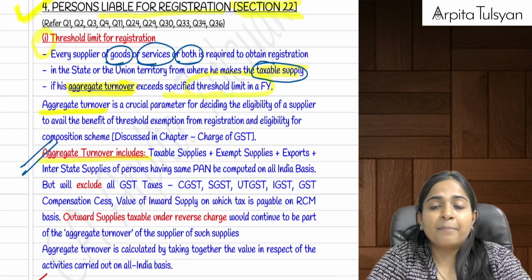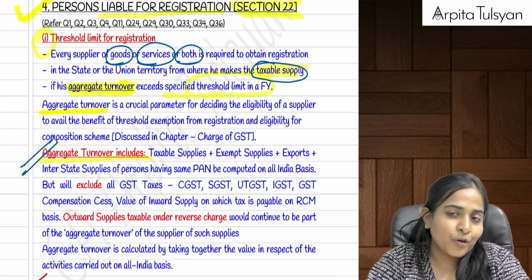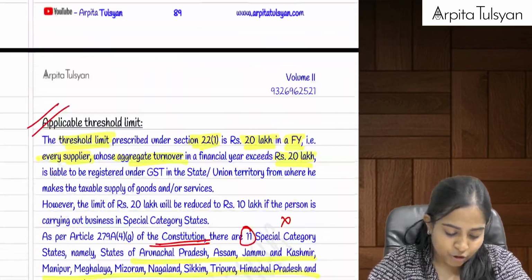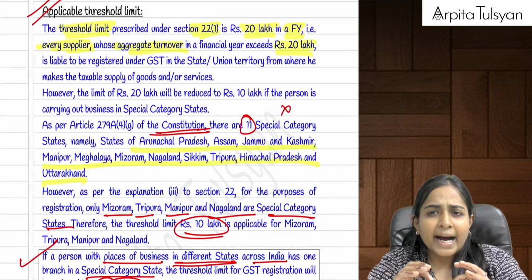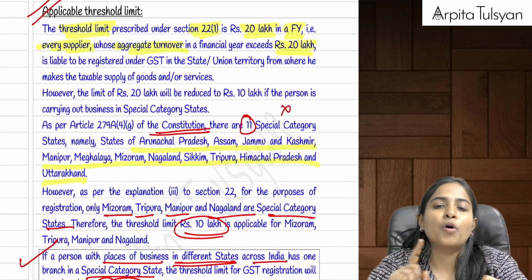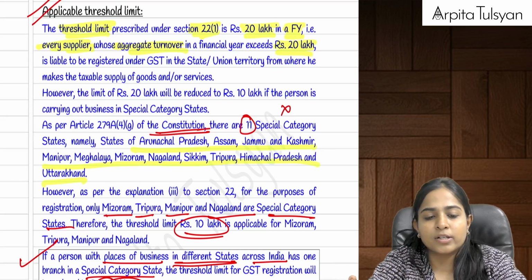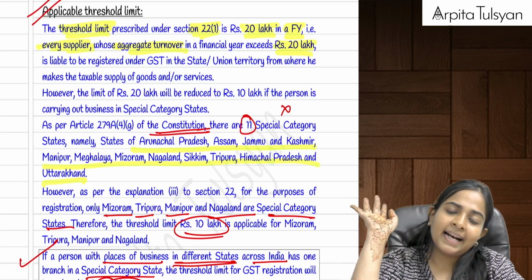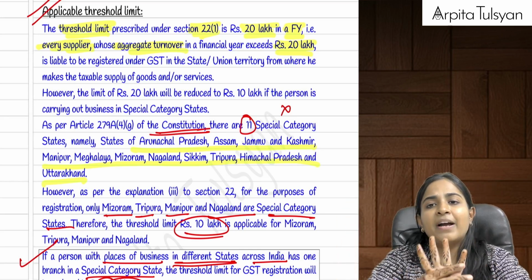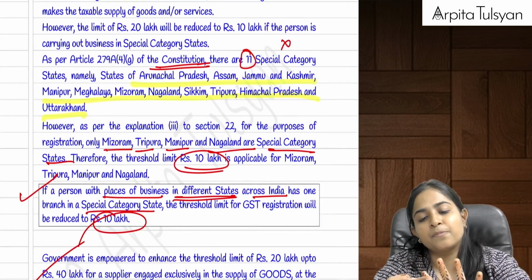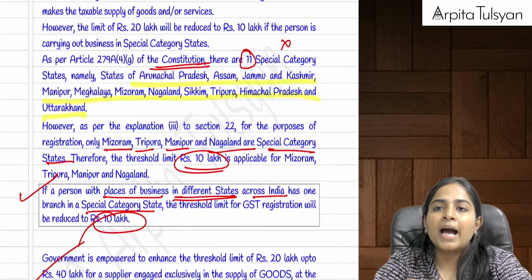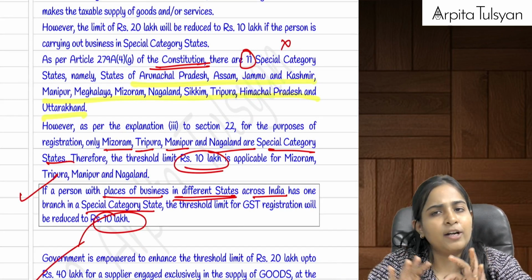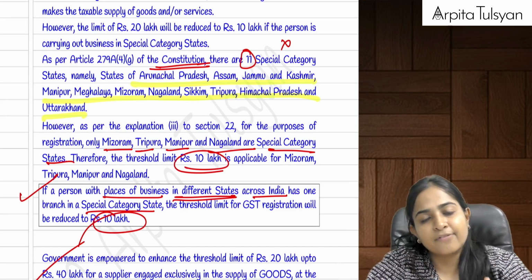Then after that, ma'am, what is the threshold limit now? What aggregate turnover should be exceeded if I want to get myself registered? Now let's keep it very, very simple. By default provision, if I'm providing goods or services, or goods and services, then 20 lakh is the threshold limit. Means if my turnover exceeds 20 lakh, I have to get myself registered. But if I am situated in 4 special category states, that is Mizoram, Manipur, Tripura and Nagaland, then instead of 20 lakhs, the limit for me will be 10 lakh rupees. This is the default: 10 lakh for those 4 states, rest of the states will be 20 lakhs.